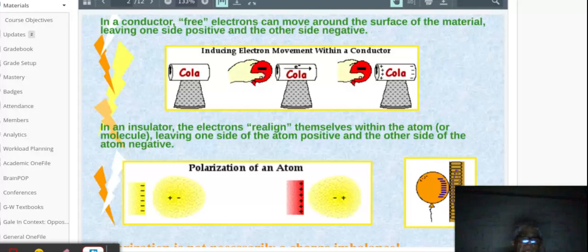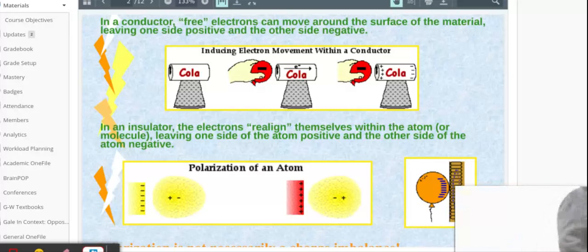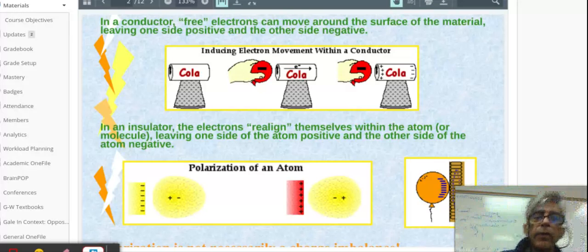And so recall that that is the law of conservation of charge. Okay, charges just can't appear or disappear. Whatever is there is going to be there.